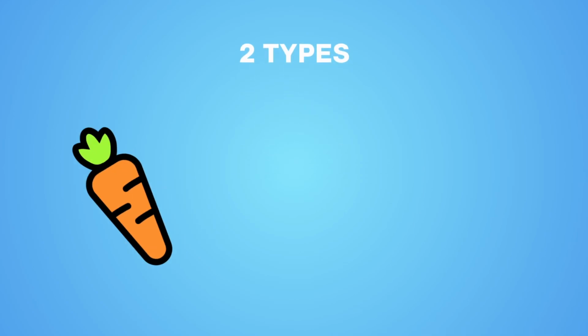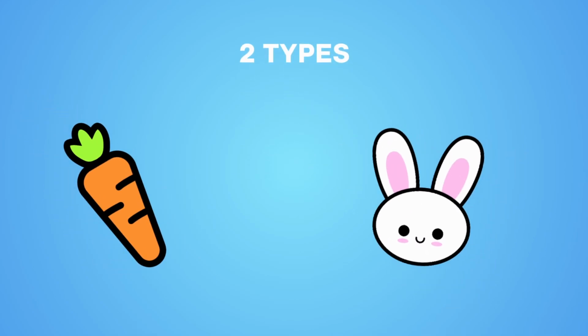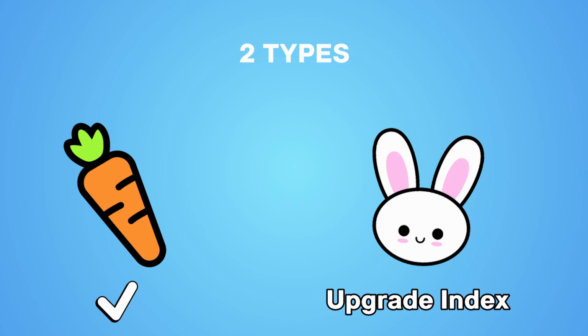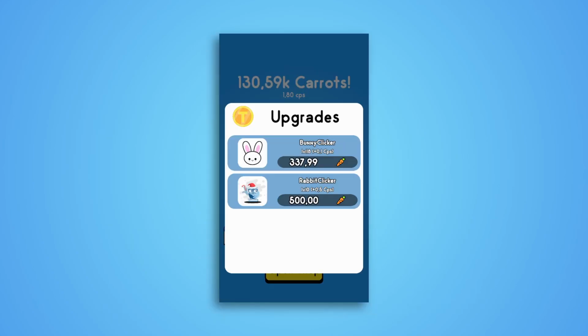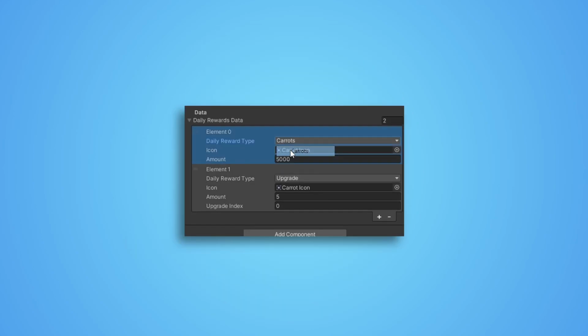In my case, I had two kinds of rewards, carrots and upgrades. Rewarding carrots is pretty straightforward, but for the upgrades, I needed the upgrade index. Indeed, we need to know if the reward is a bunny upgrade or a rabbit one or any other upgrade we might have. So I used a property drawer to display that index for the upgrade and hid it for the carrot. Here we go.